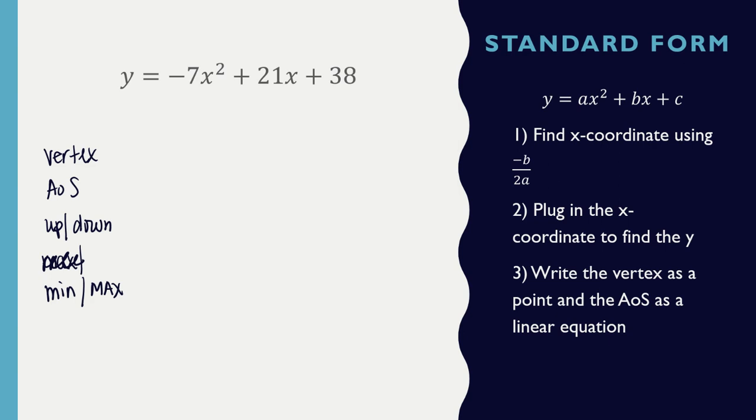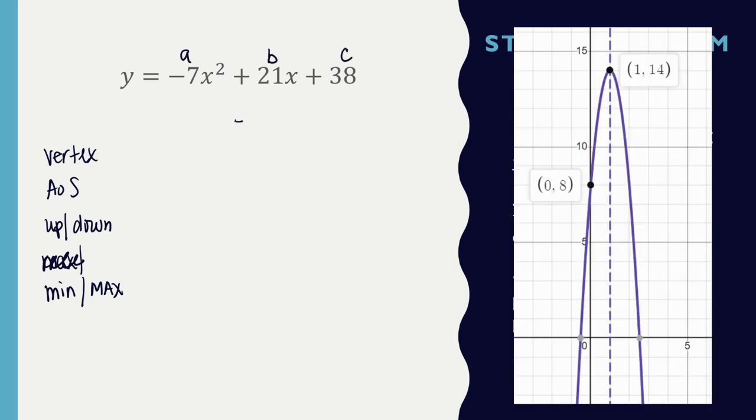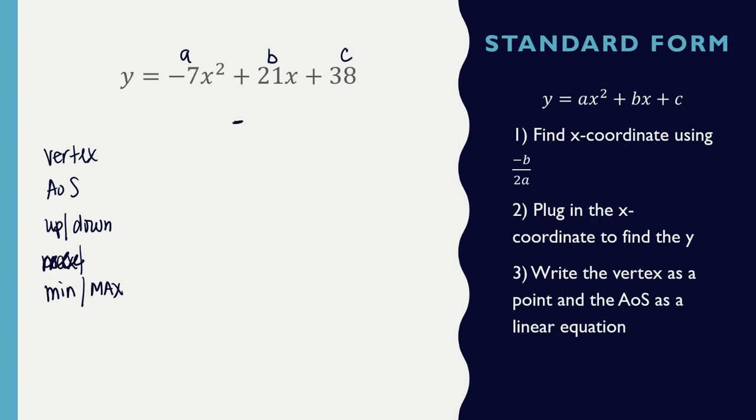So to walk this through, the first thing we're going to do is take our -b, and let me label these real quick for you. A is -7, B is 21, and C is 38. So we're going to take -b, so -21 over 2 times -7, which gives me 3 over 2. That is the x coordinate of my vertex at 3/2, or 1.5. It's kind of nice to keep it as this improper fraction because we're going to be plugging in. And then my axis of symmetry is also at x equals 3/2.